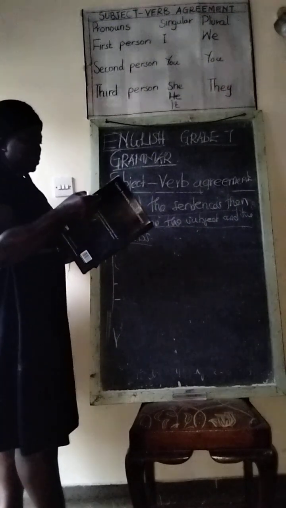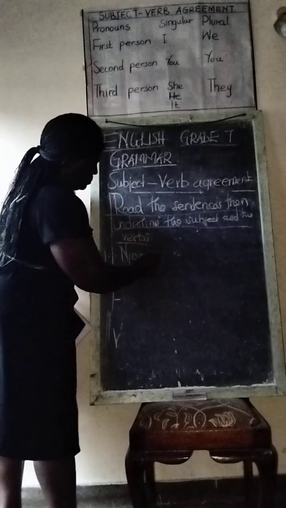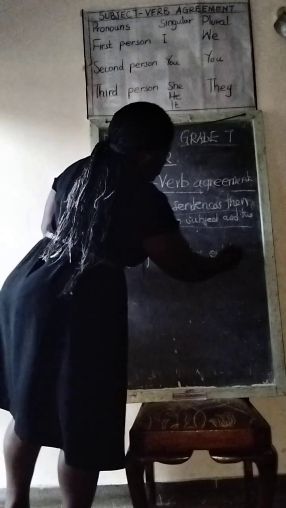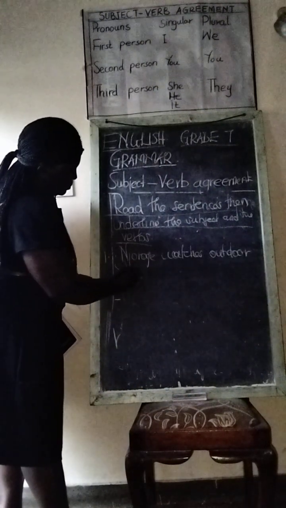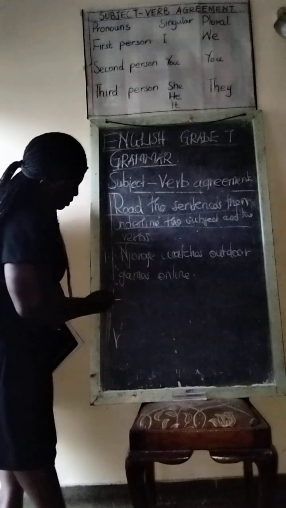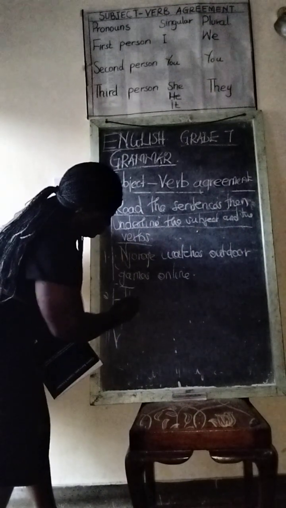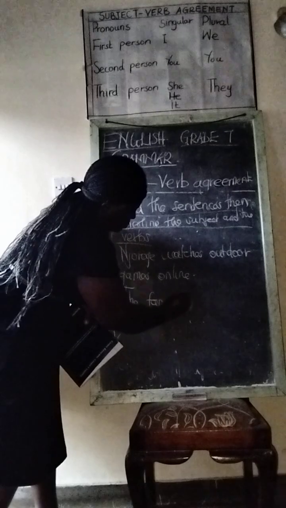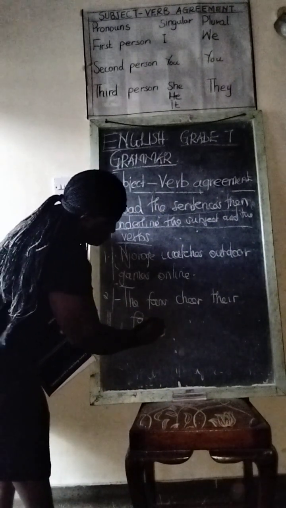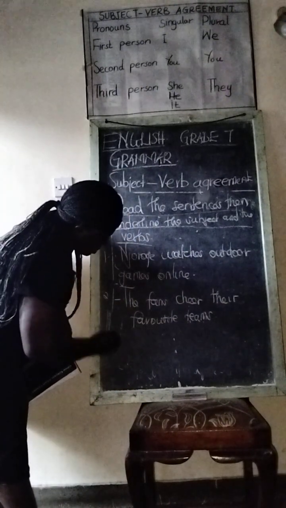Joroge watches outdoor games online. Number 2. Number 3.